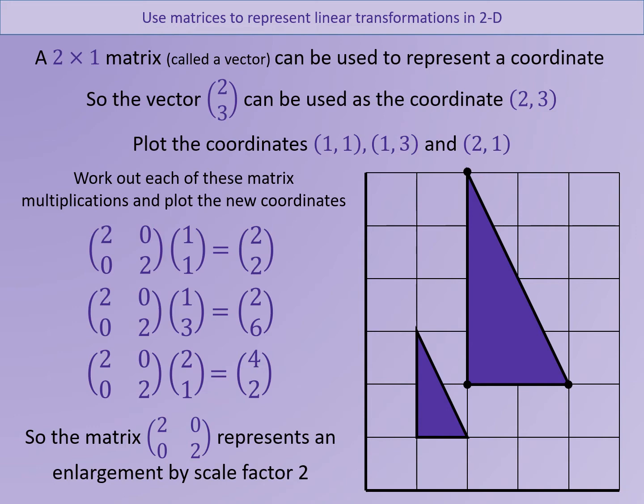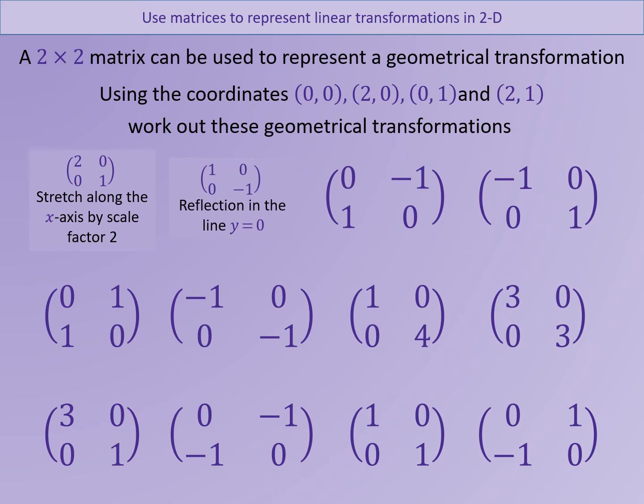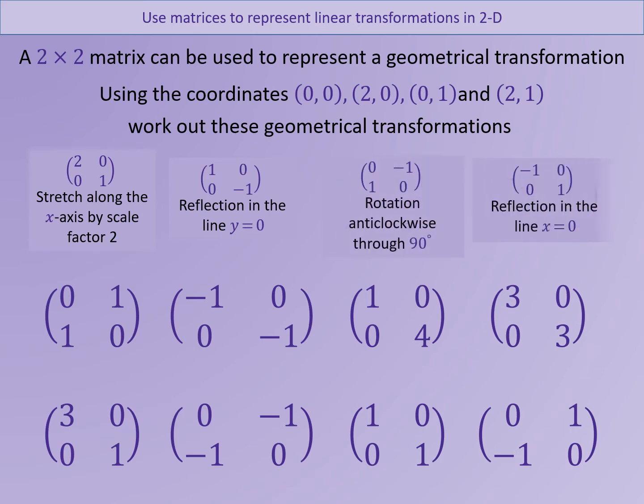The matrix 2, 0, 0, 2 represents an enlargement by a scale factor of 2. These 2x2 matrices represent geometrical transformations. We're going to use the coordinates 0, 0, 2, 0, 0, 1 and 2, 1 to work out what they represent.